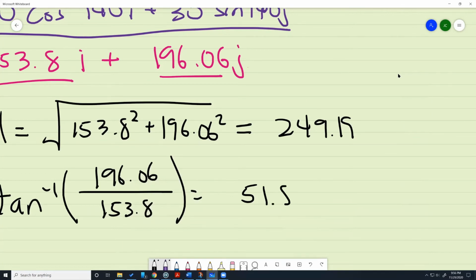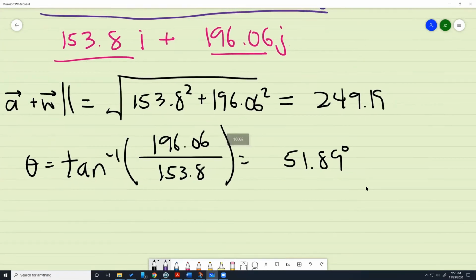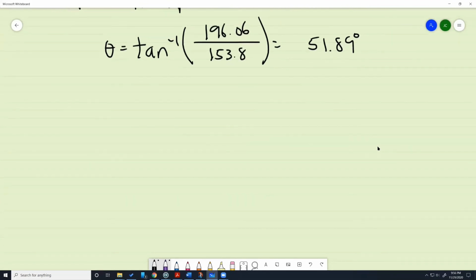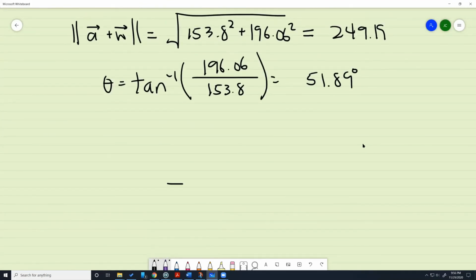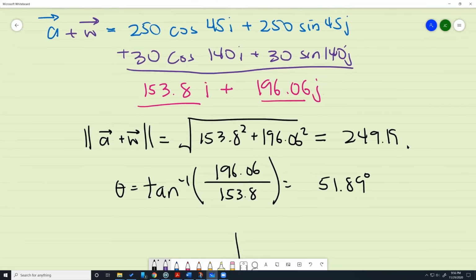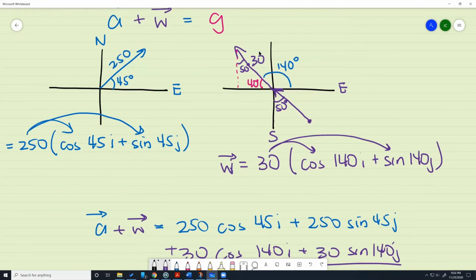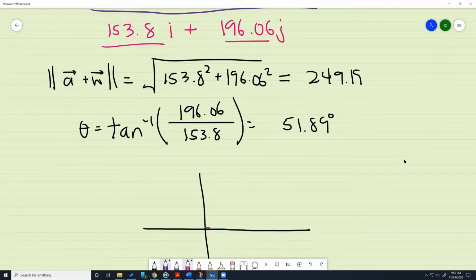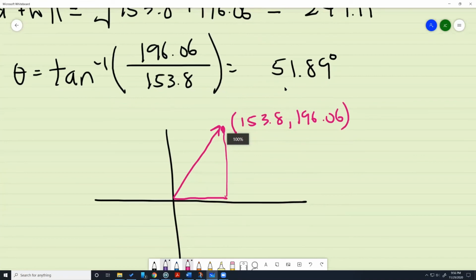But is that it? Are we through with this problem? There's something off about the direction. So here's what we have so far. The resultant vector, after we added the two vectors together, airspeed and wind speed, will have these coordinates: 153.8 to the right, and then 196. So let's kind of estimate it. The angle that we just got, 51.89, is the angle between where the vector is and 0 degrees.